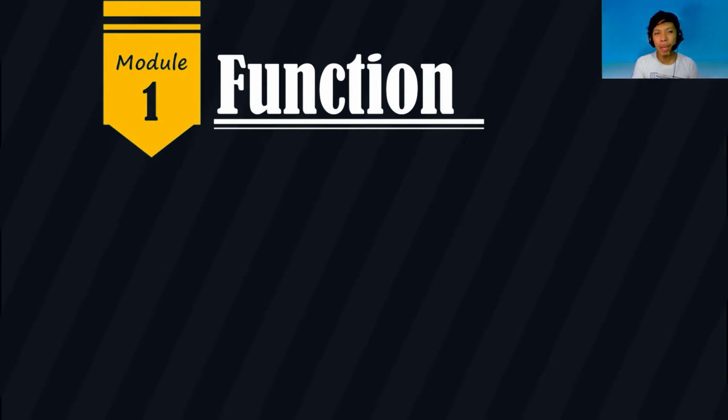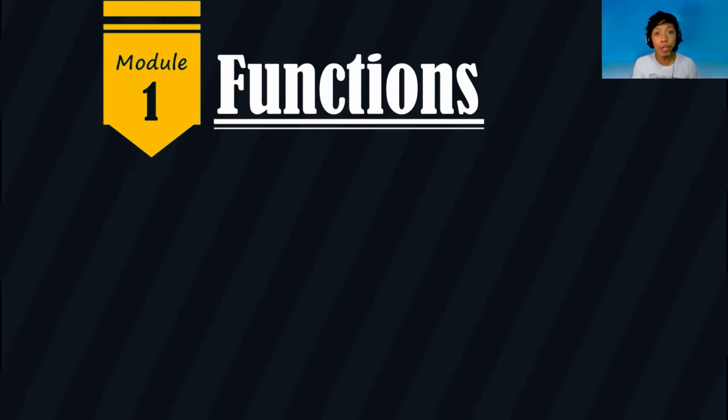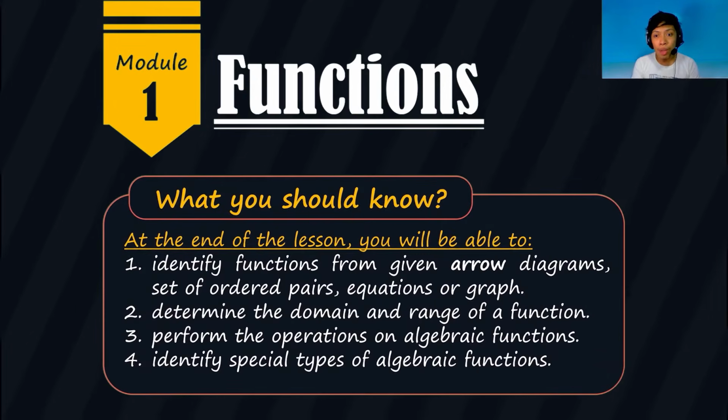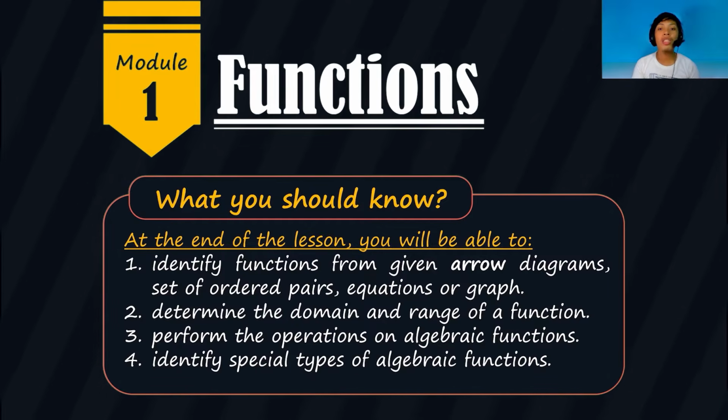Okay, so I have here the topic learning outcomes for this lesson. We have four. At the end of the lesson, students should be able to identify functions from given arrow diagrams, sets of ordered pairs, equations, or graphs. Number two, students should be able to determine the domain and the range of a function. Number three, you should be able to perform operations on algebraic functions. And number four, you should be able to identify special types of algebraic functions.